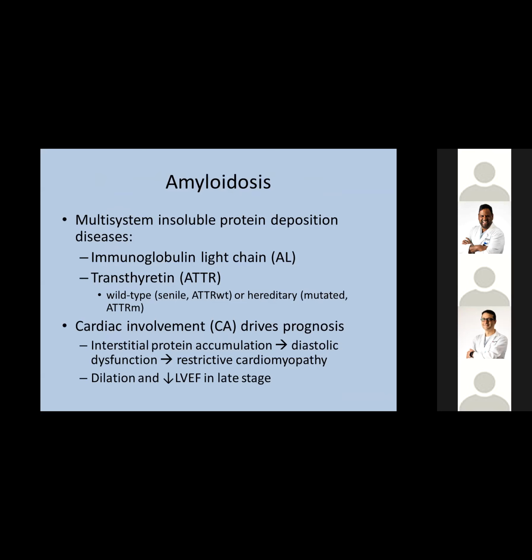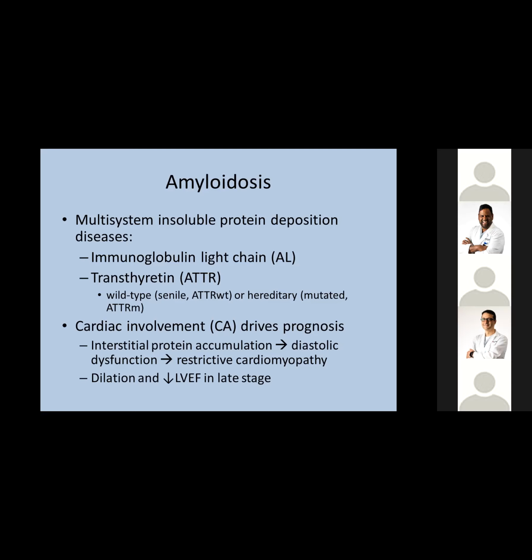So this is another multi-system disorder involving protein deposition in the interstitial tissues. And there's really 2 major types. First is light chain, and that was once thought to be more common, although it's quite rare. And that's where you have immunoglobulin light chains, which are abnormally folded and just deposit and persist in various tissues, including the heart. And the other is transthyretin, which is actually much more common.